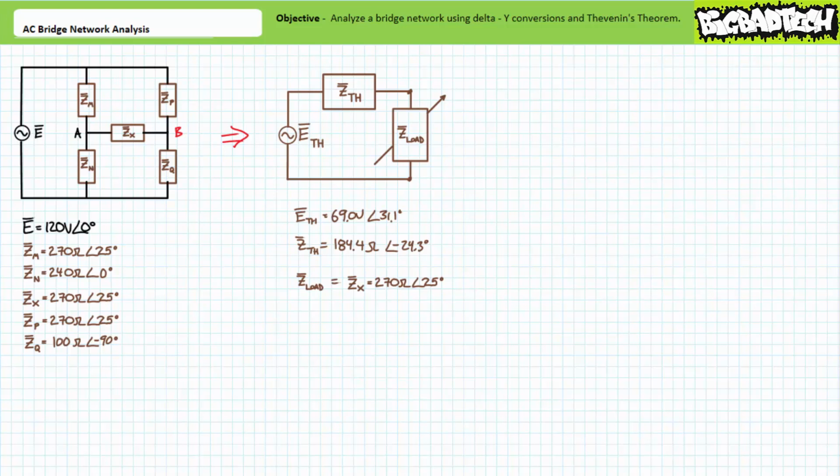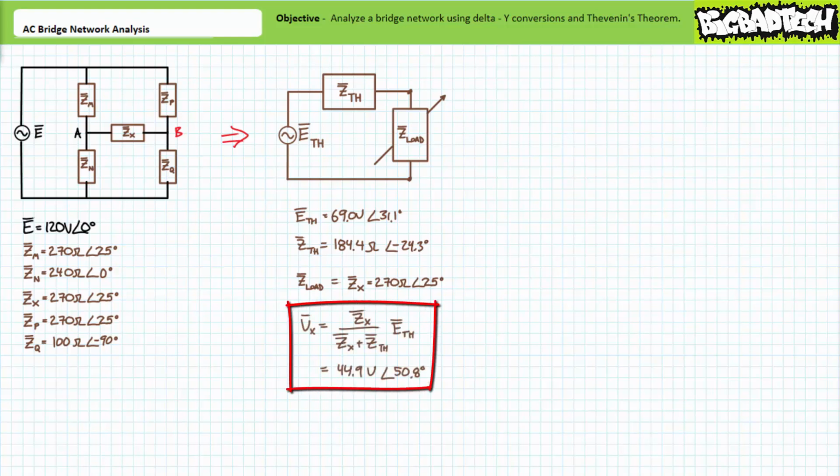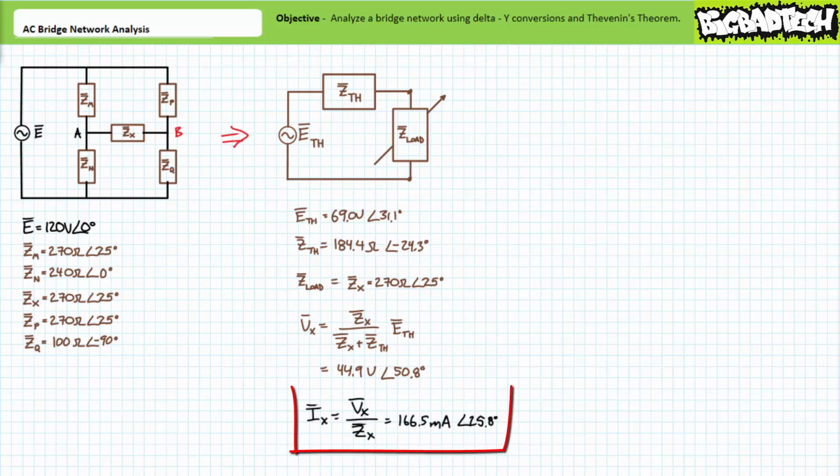This simple series circuit is much easier to solve for desired voltage and current figures than our earlier complex bridge circuit. An application of the AC voltage divider rule demonstrates that the voltage across our load is 44.9 volts at an angle of 50.8 degrees. A subsequent application of Ohm's law demonstrates current through our load is 166.5 milliamperes at an angle of 25.8 degrees. These are the same results that we obtained earlier using our delta to Y conversion. I've got a reasonable degree of confidence our results are correct.